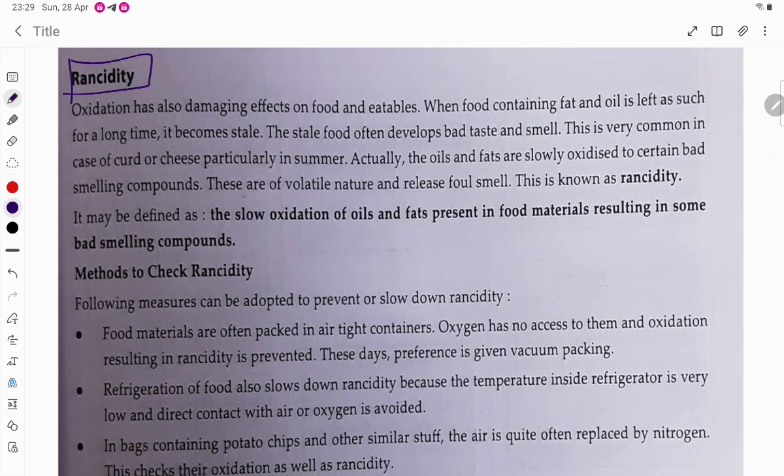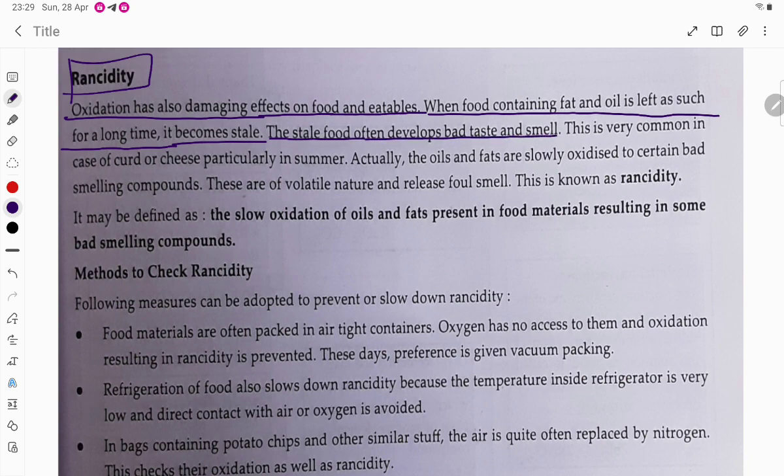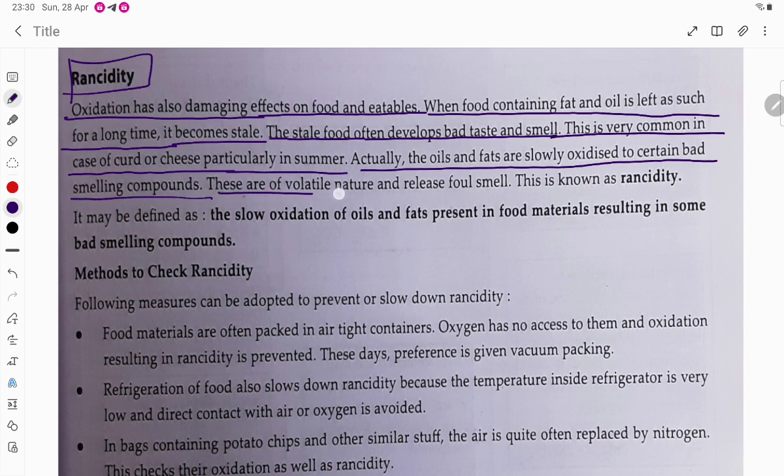Now let us try to understand rancidity. Oxidation also has a damaging effect on food and eatables. When food containing fat and oil is left as such for a long time, it becomes stale. The stale food often develops bad taste and smell. This is very common in case of curd or cheese, particularly in summer. Actually, the oil and fat are slowly oxidized to certain bad smelling compounds. These are volatile in nature and release foul smell.